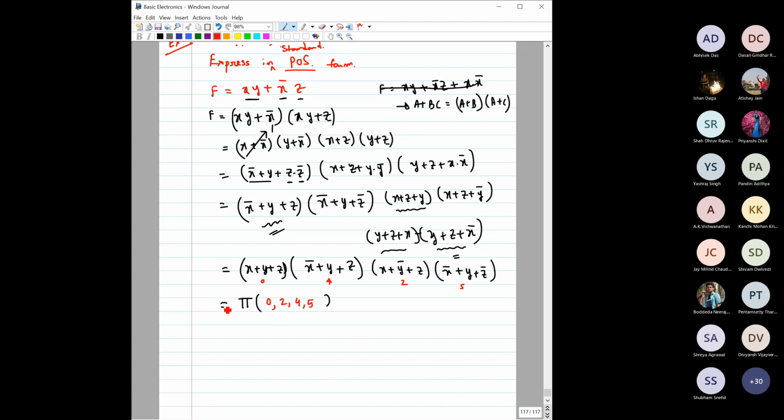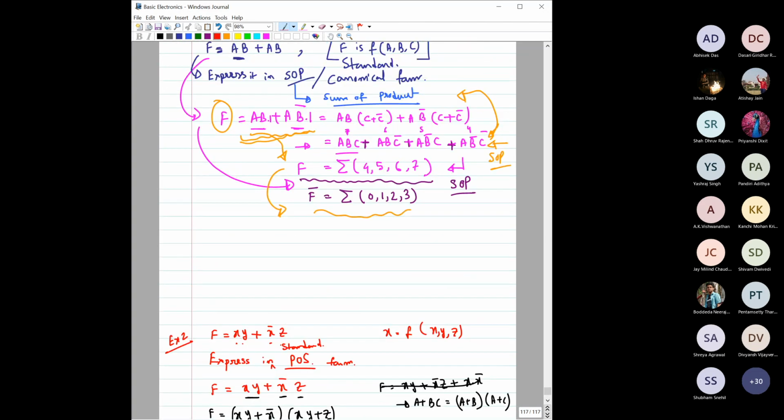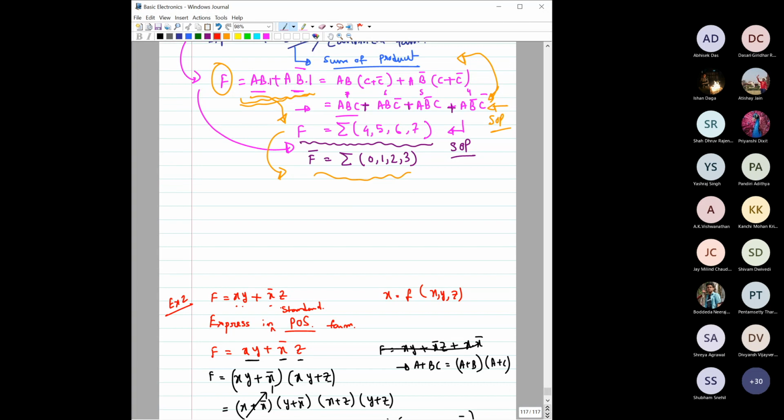Sir, is there any order in writing those numbers? Should we follow the increasing order, like in the previous one you mentioned decreasing? Is it decreasing? No, sorry, it is increasing only.